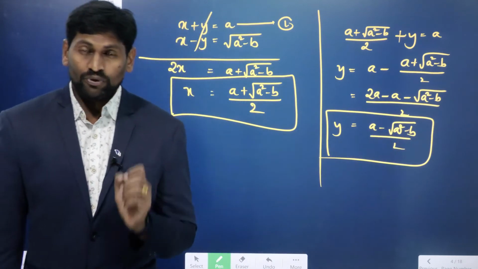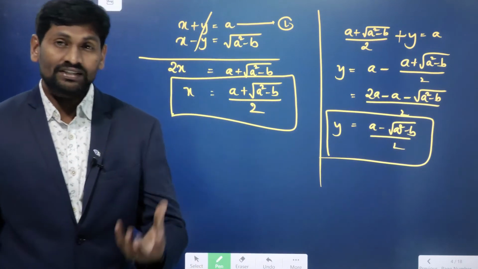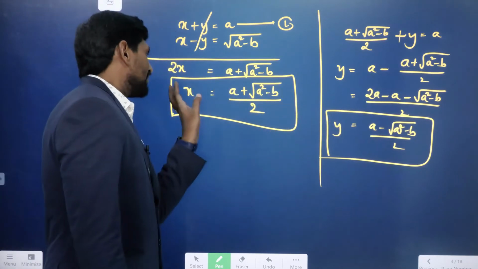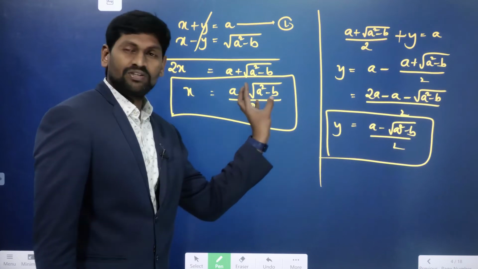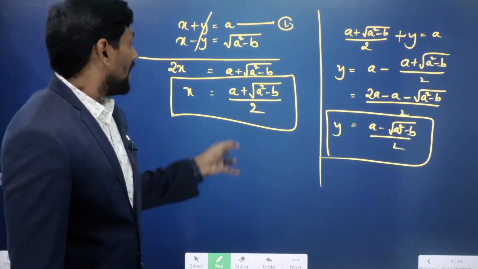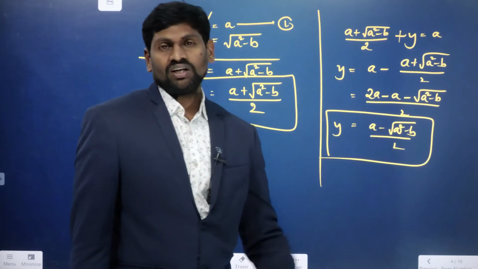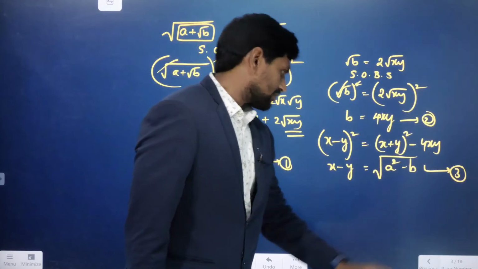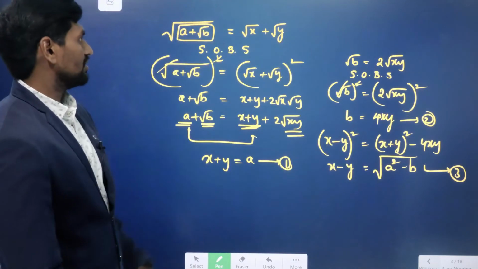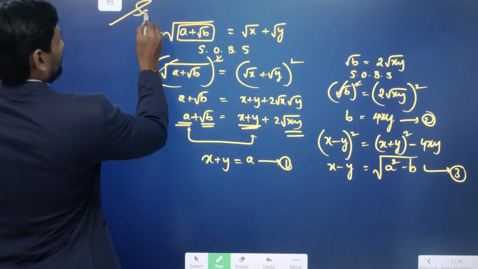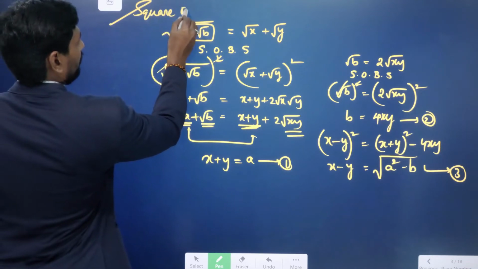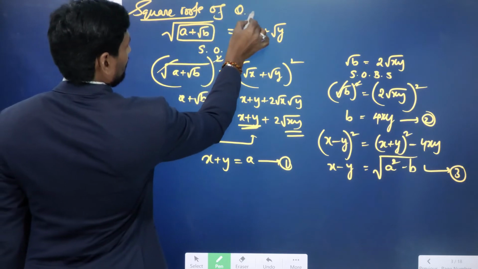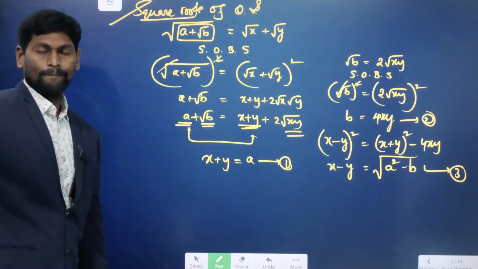That means if you find any quadratic surd in square root form, the square roots will be in the form of: the positive square root will be (a plus root over a square minus b) by 2, and the negative one will be (a minus root over a square minus b) by 2. Please note this. Here onwards, this is nothing but the square root of a quadratic surd. Please know that.